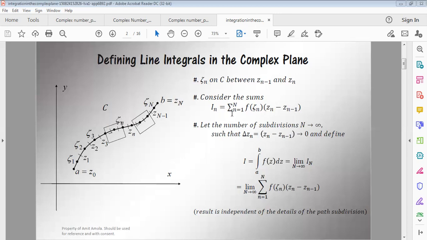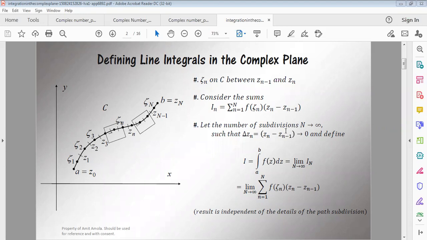And this summation indicates n equals 1 to capital N. So for n equals 1, f of xi 1 into z1 minus z0. Okay, for n equals 2, f of xi 2 into z2 minus z1. For n equals 3, in this way we can sum up small n equals 1 to capital N. Okay, and this indicates the whole length of this.